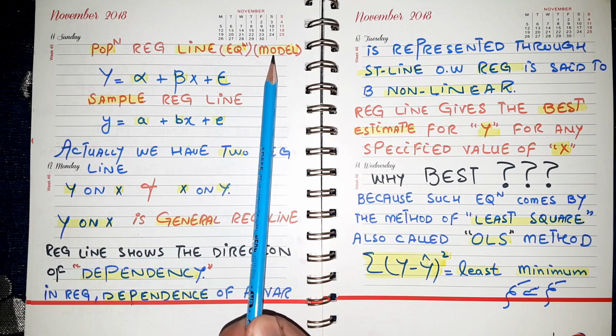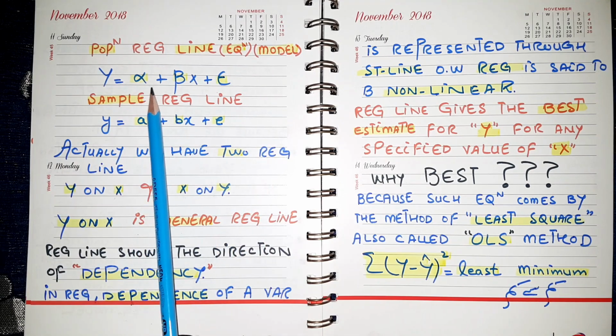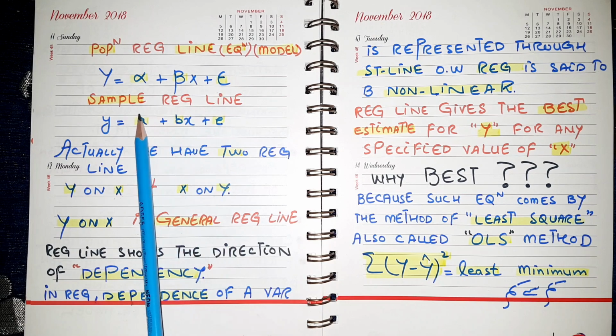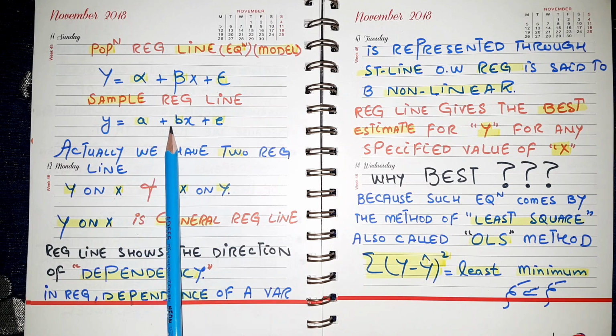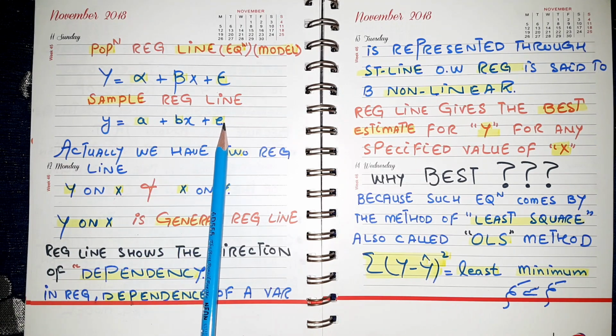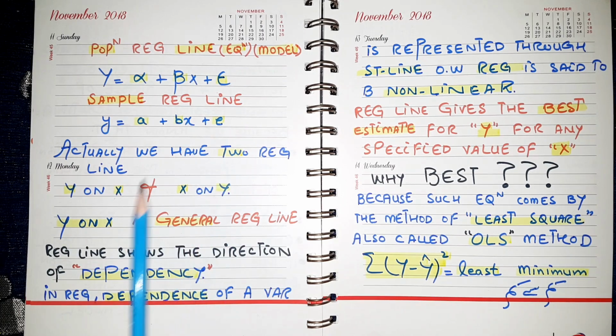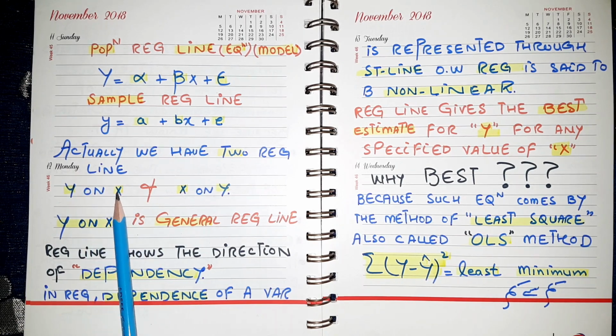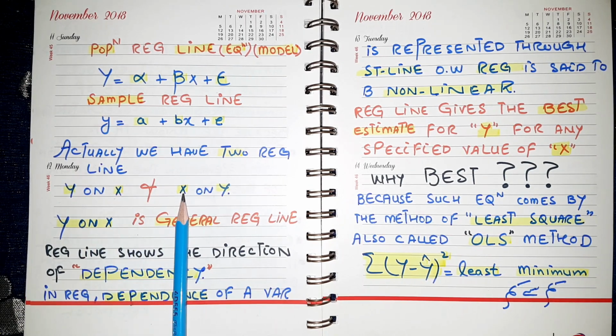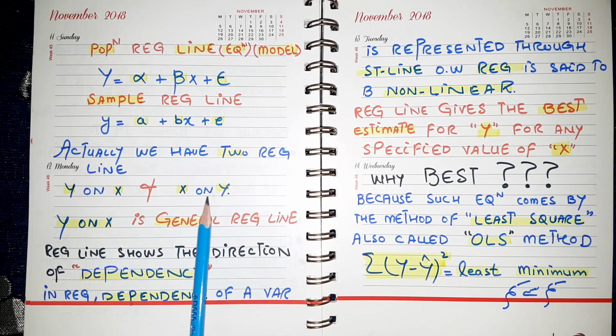The population regression line is denoted by capital Y equals alpha plus beta x plus epsilon, while the sample regression line is denoted by small y equals a plus b times x plus epsilon. Actually, we have two regression lines, that is y on x and the second is x on y. Y on x means y depends on x, y is the dependent variable and x is the independent variable, while x on y shows that x depends on y. Here x is dependent and y is considered to be the independent variable.